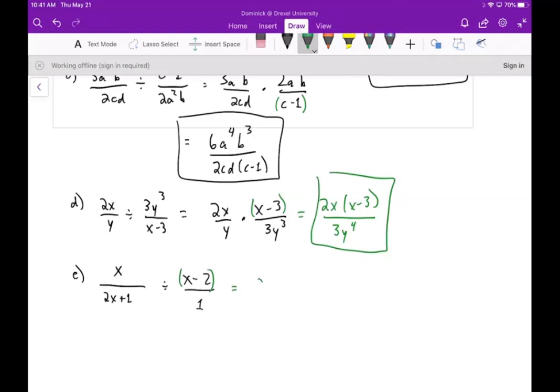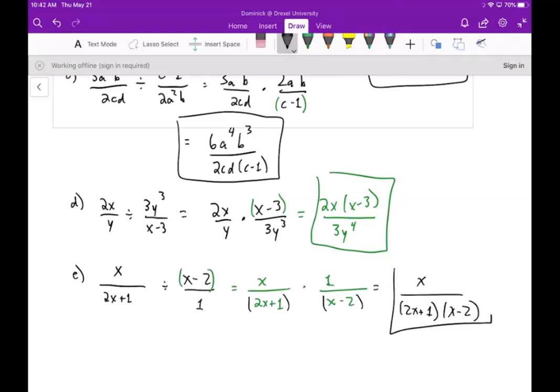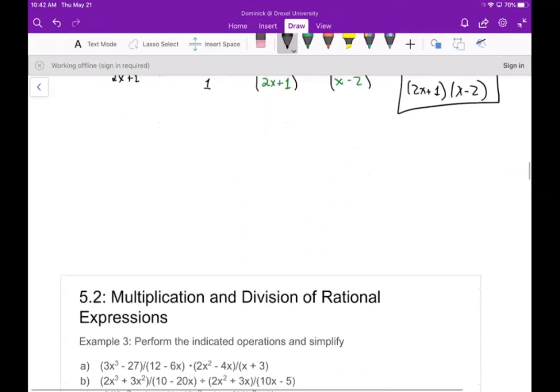So when we keep change flip, we're going to have an x over 2x plus 1 times a 1 over x minus 2. So now this in parentheses as well. I missed that the first time. So we're going to get an x over 2x plus 1 times an x minus 2. Right, and in all of these examples, you want to leave everything just in its factored form. You don't want to distribute that denominator out or anything.